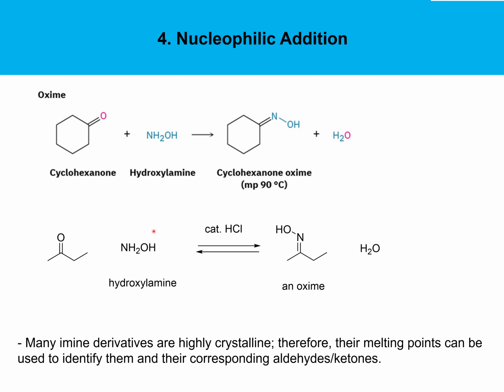Here's another example with hydroxylamine again and a different ketone. If we add HCl, we can form the corresponding oxime and water as a product. Note that many imine derivatives are highly crystalline, and so sometimes, especially if you don't own an NMR, which is a pretty expensive instrument, certain labs will turn ketones and aldehydes into imine derivatives, and they'll take the melting points and figure out the other physical properties and use those to determine or confirm the structure of an unknown.